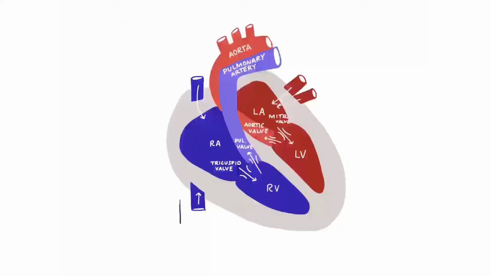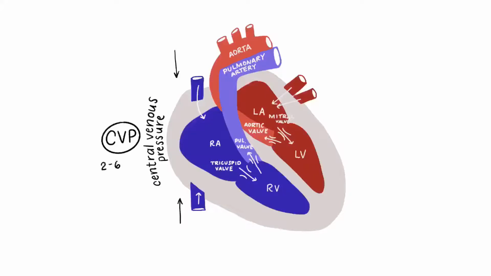Let's jump in. Let's start on the venous return side, which is where the deoxygenated blood is returning to the right side of the heart. The parameter we're interested in here is called central venous pressure, or CVP, and the normal range is 2 to 6 millimeters of mercury. That can be roughly associated with right atrial pressure, or the pressure in the right atrium, so that too is roughly 2 to 6 millimeters mercury.